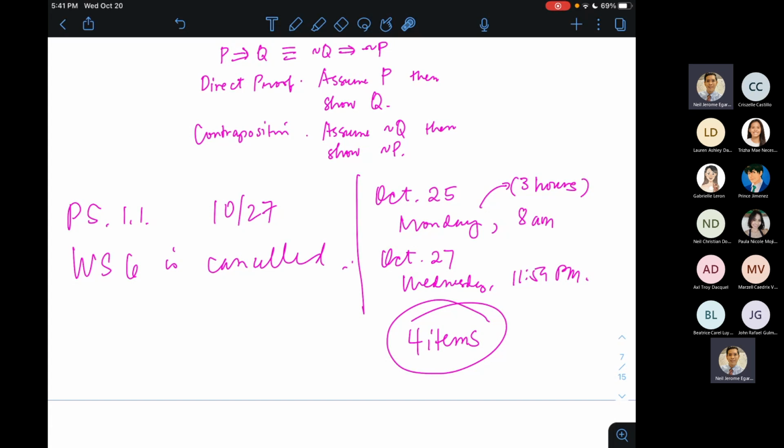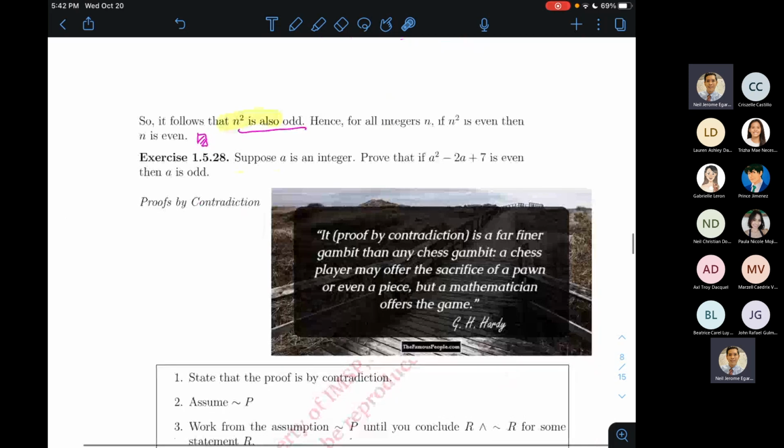Kasi na talaga yung deadline. Tapos 5:30 tayo. But anyway, I'll let you know. So too much of that.